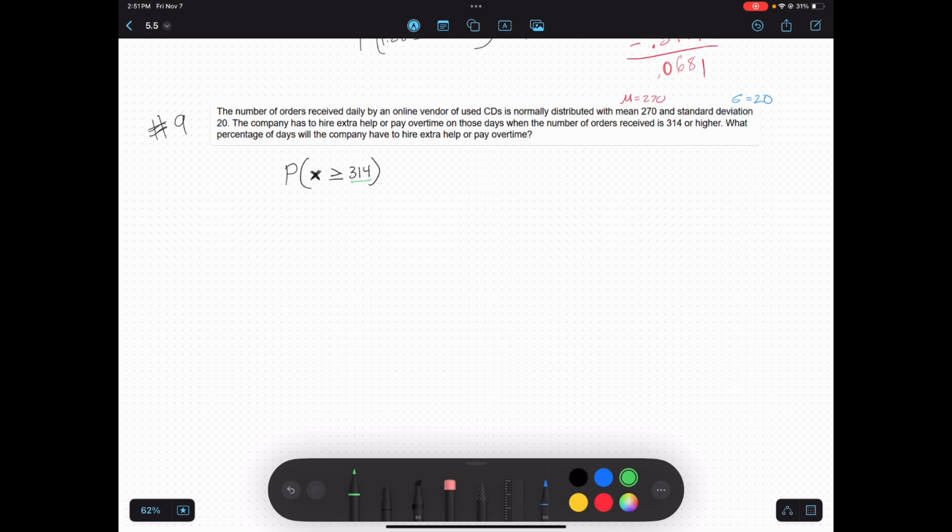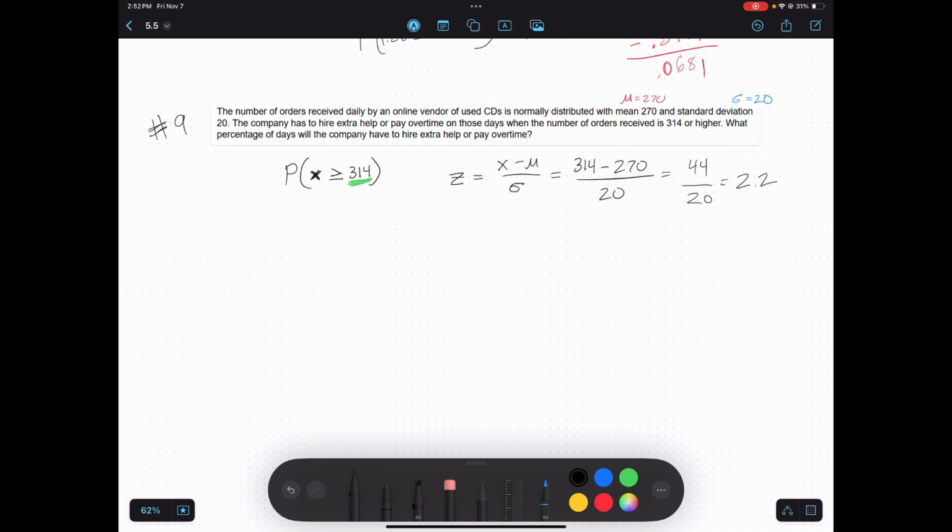Well, this only gives me one data value. Once again, I can't just use that in my z-score table. I need to convert this to a z-score first. So I'm going to use my z-score formula, which of course is my data value minus the mean divided by the standard deviation. In our case, the data value is 314, the mean is 270, and the standard deviation is 20. This gives me 44 over 20, or 2.2.